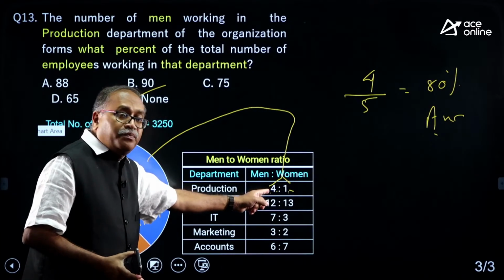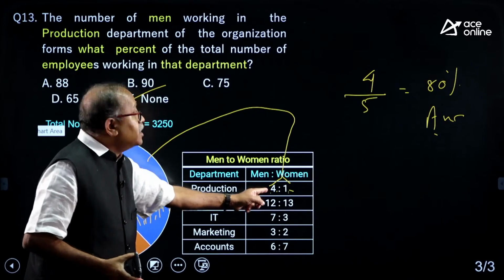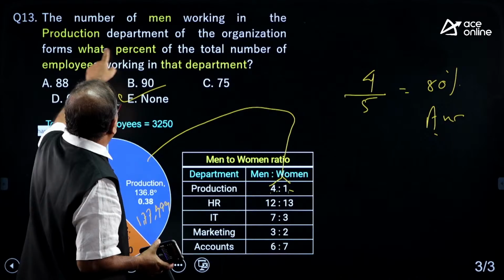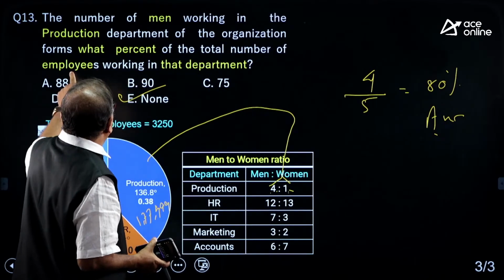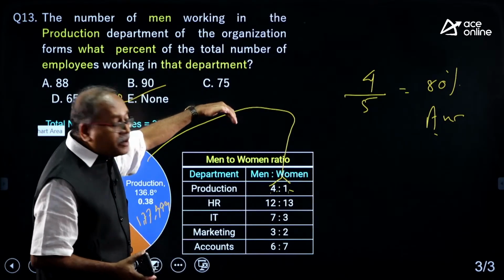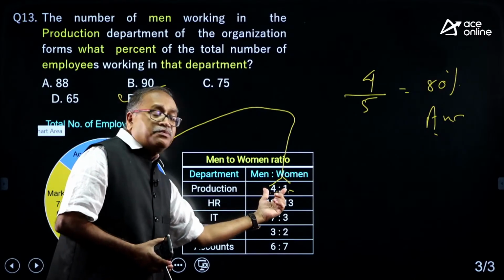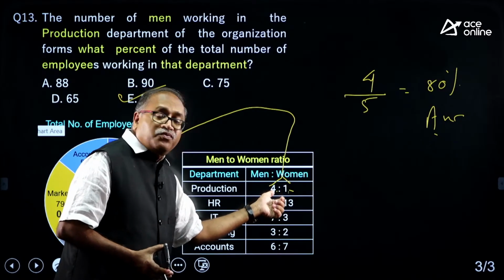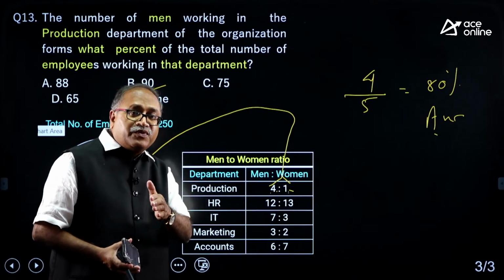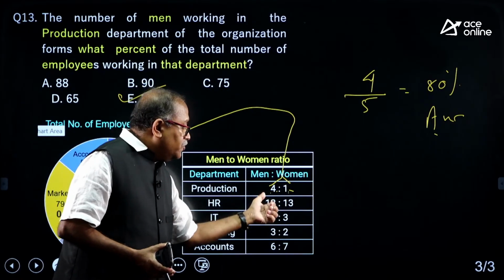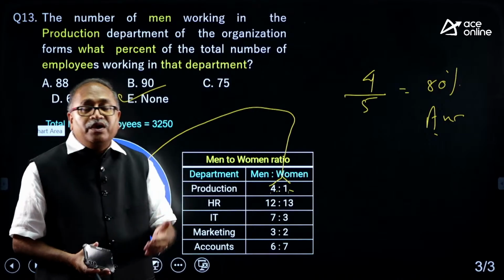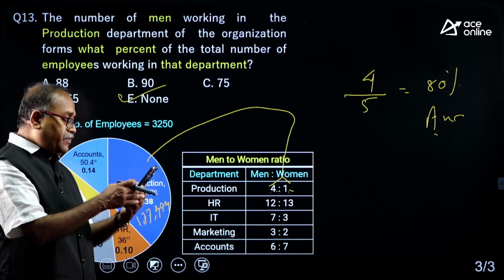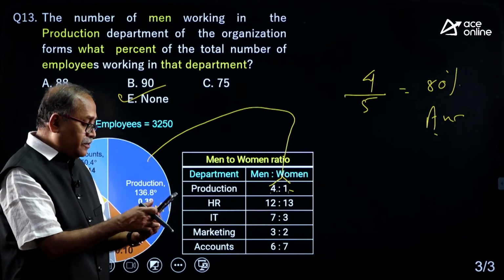4 parts are the production department, 4 parts are the men. So, the men working in the production department of the organization, what percentage of the total number of employees working in that department? In that department, if the total number of employees is 5 parts, the number of men is 4 parts. So, the men are what percentage of total employees, 4 is what percentage of 5? We all know 4 by 5, 80%. Yes, my friends, do you agree here?